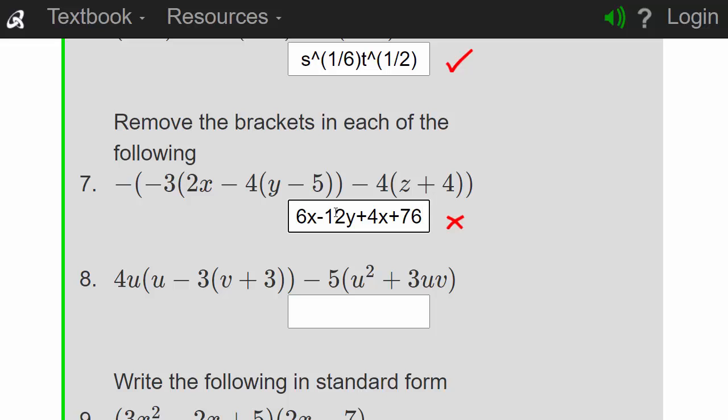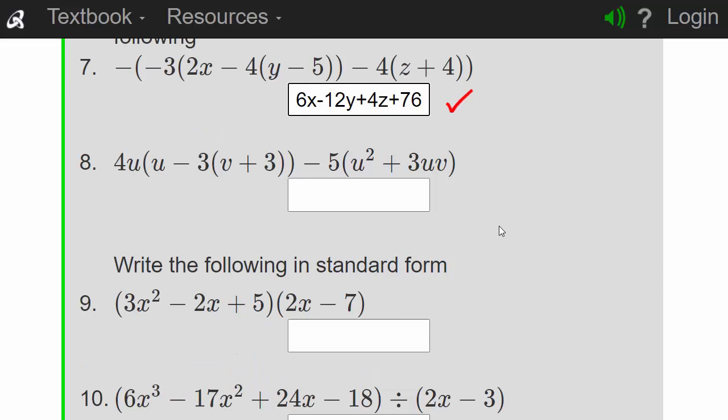Alright. Yeah, it's 4z, isn't it? Not 4x. Are we right? Yes, we are. Okay, question 8. Same sort of procedure as before. We're going to start with the inner brackets and expand it.